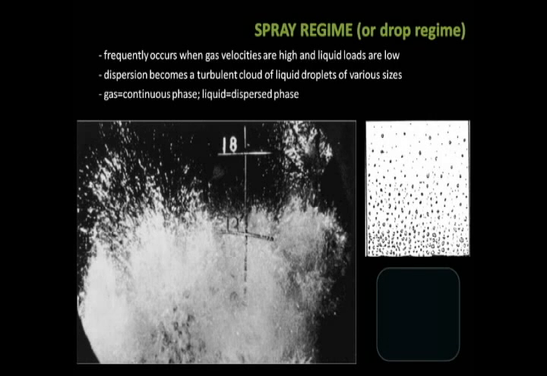The last type, spray regime or drop regime, frequently occurs where gas velocities are high and liquid loads are low, like in vacuum and rectifying sections at low liquid loads. At these conditions, the dispersion becomes a turbulent cloud of liquid droplets of various sizes that reside at high elevations above the tray and follow free trajectories. Some droplets are entrained to the tray above, while others fall back into the liquid pools and become reatomized. In contrast to the liquid continuous froth and emulsion regimes, the phases are reversed in the spray regime. Here, the gas is the continuous phase while the liquid is the dispersed phase.